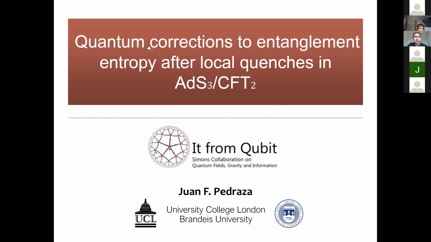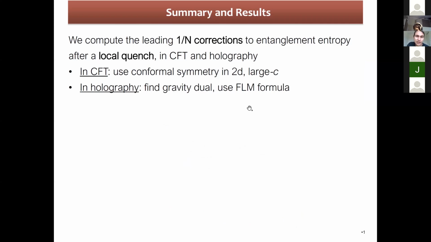So I'm going to talk about quantum corrections to entanglement entropy in holography. I'm going to start with one slide of a summary of what we did and then the results, so we don't lose focus on the end goal.